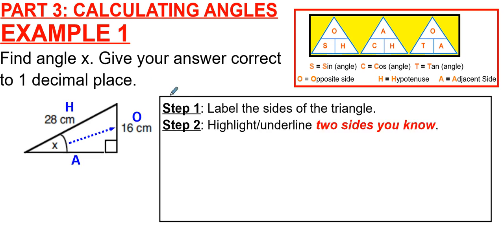Step 2, we're going to highlight and underline. Now it needs to be 2 sides we know, not just one side, but two sides we actually know. So what do we know here? We know the 28, that's for H. So put a highlight over the H on the magic triangles. We're also told the O, which happens to be 16. So highlight in O.